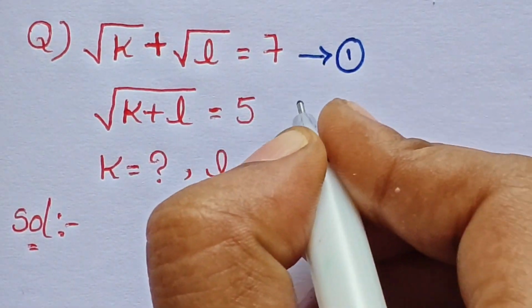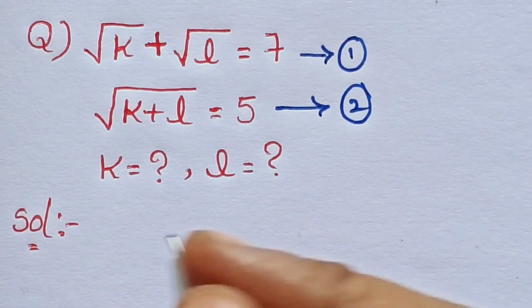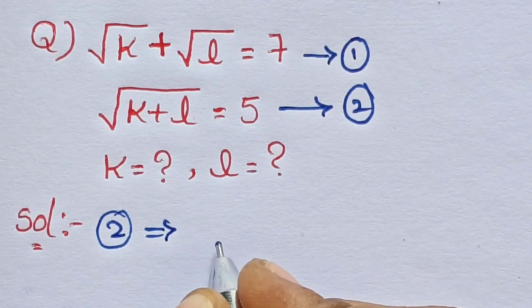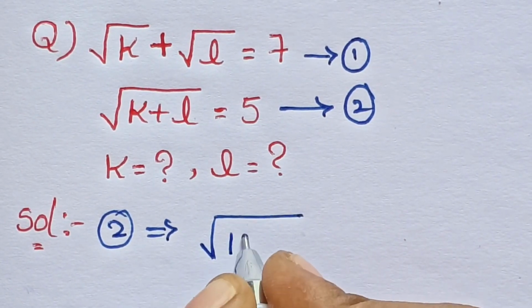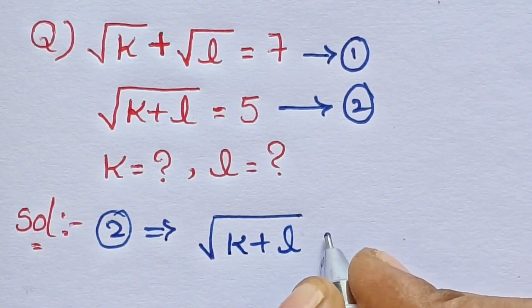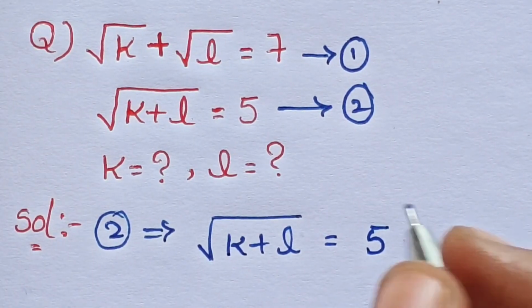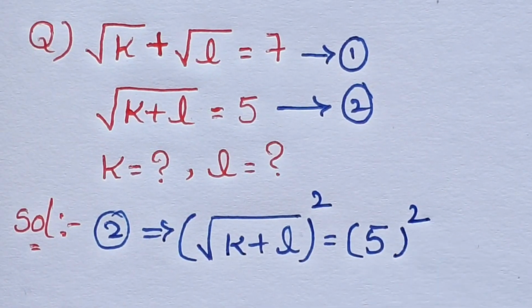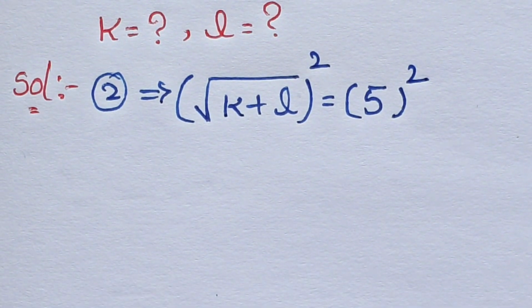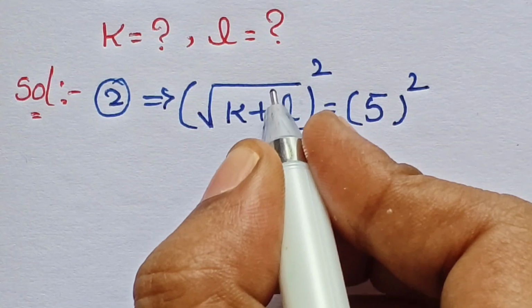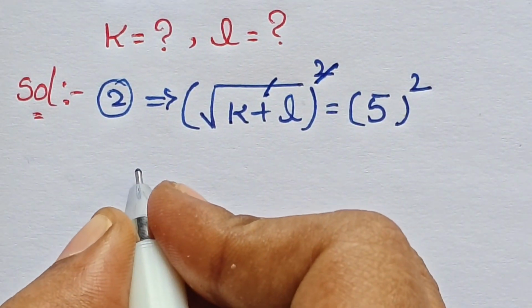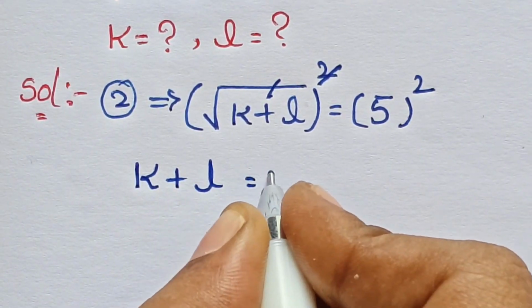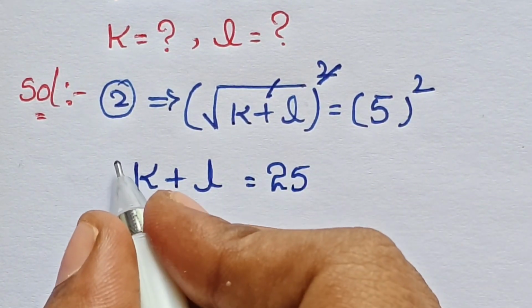Equation 1, equation 2. Equation 2: square root of k plus L is equal to 5. Squaring on both sides, square and square root cancel. k plus L is equal to 25.